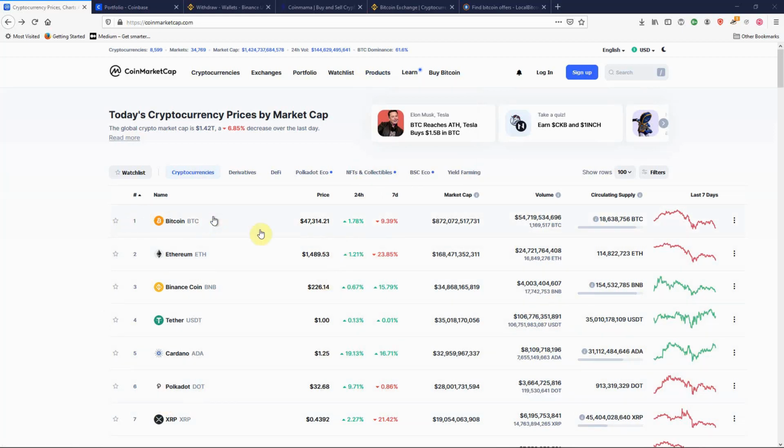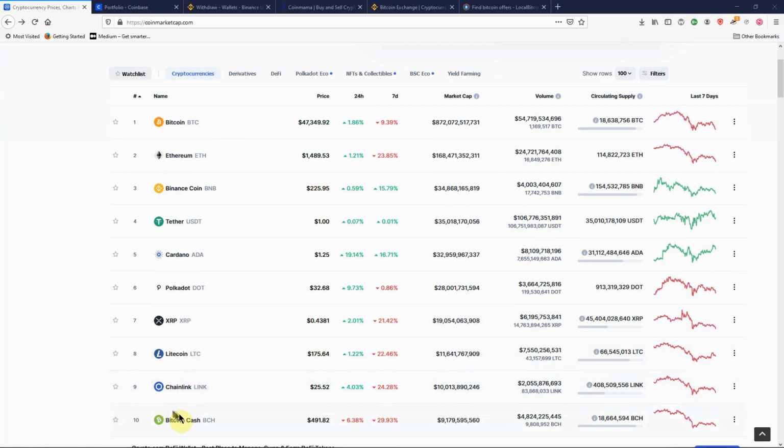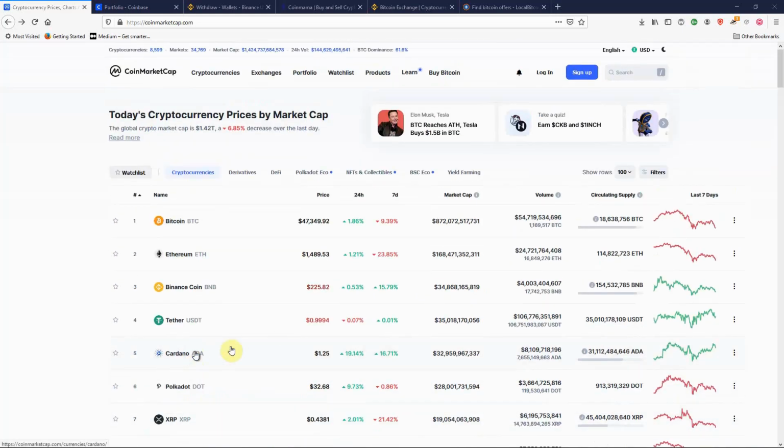Now, taking a look at the top 10, we have Bitcoin as number one, Ethereum, Binance Coin, Tether, Cardano, Polkadot, XRP, Litecoin, Chainlink, and Bitcoin Cash at number 10.